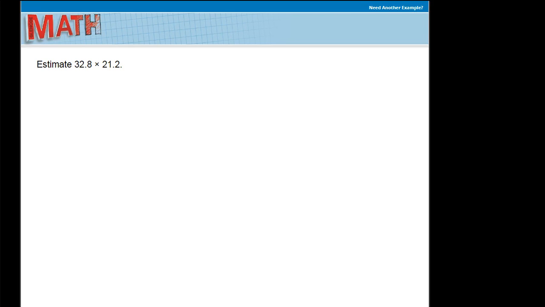All right, so again, we have 32.8 and 21.2. I can round this to 33, and I can round this to 21. But off the top of my head, I don't know what 33 and 21 multiplied together is, so I'm going to make this into an easy number. Easy numbers. We want easy numbers.